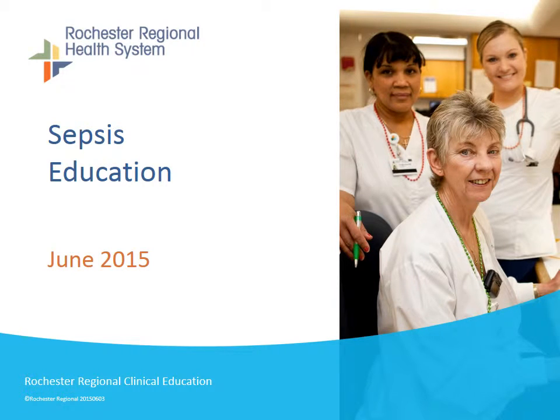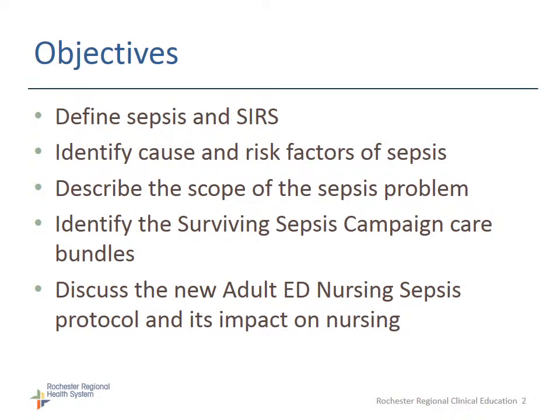This is the sepsis education for the RGH ED nursing staff. The objectives are to define sepsis and SIRS, identify causes and risk factors of sepsis, describe the scope of the sepsis problem, identify the Surviving Sepsis Campaign care bundles, and discuss the new adult ED nursing sepsis protocol and its impact on nursing.